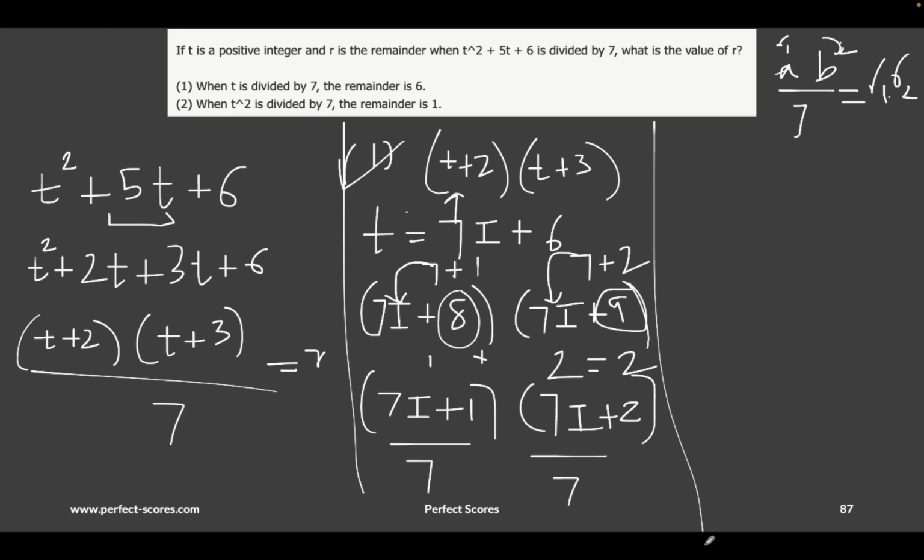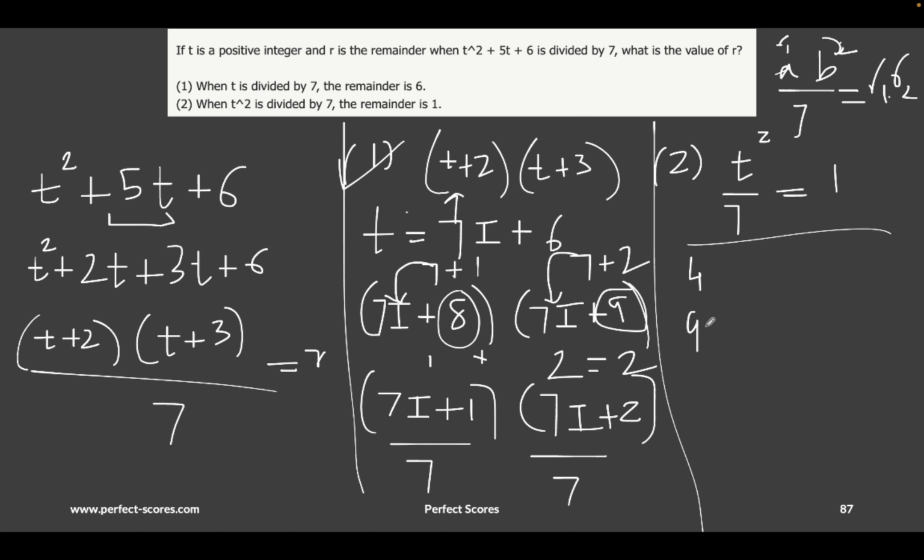Let's move on to the second statement, which is a bit tricky. It says, when t squared is divided by 7, the remainder is 1. Now, I don't want to get into algebra here because I'm dealing with nonlinear equations. So let's just choose some numbers. Let's just start with squares of numbers and see at what numbers you get the remainder as 1. So 2 squared is 4, so that's not divisible by 7. You get a remainder of 4.